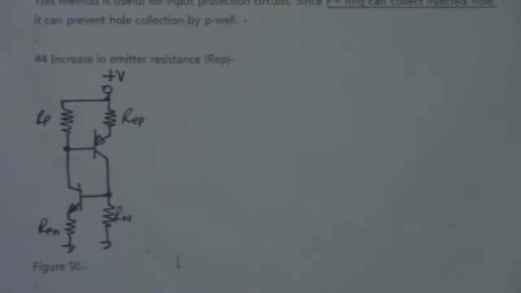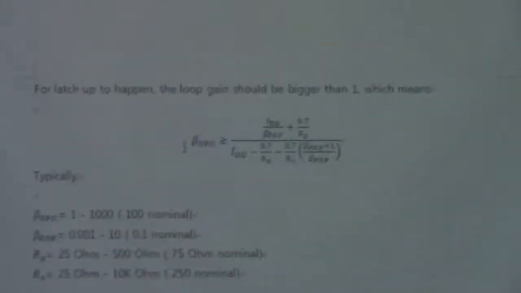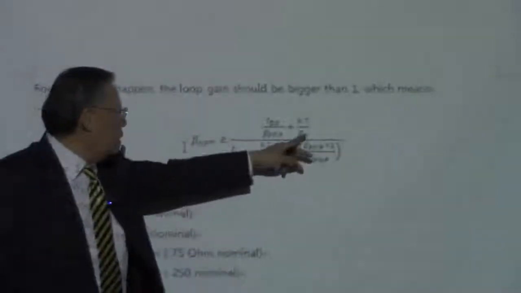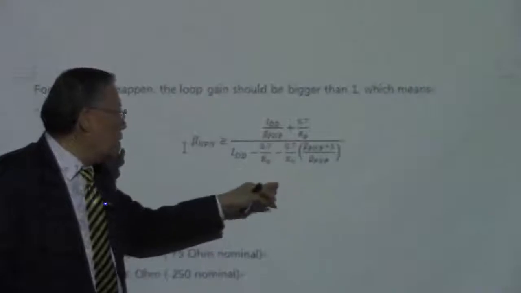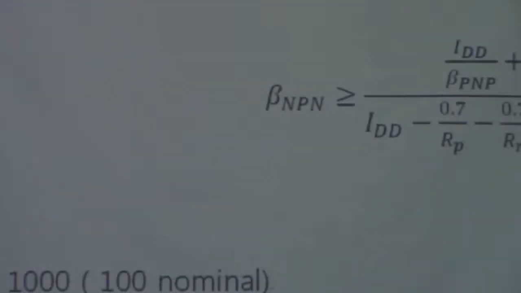And increase the emitter resistance. If you increase the RP here, then if you return to the criterion, if you increase the RP, then this one, let me see. This is the RP. Let's make it a little bit bigger here.